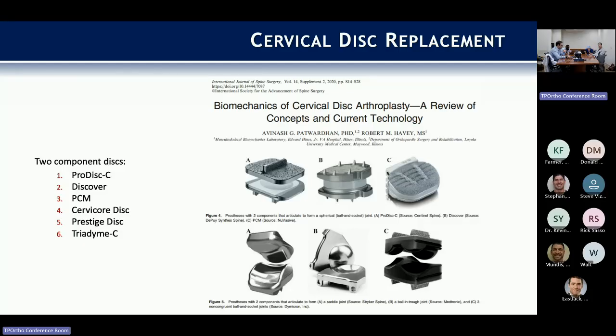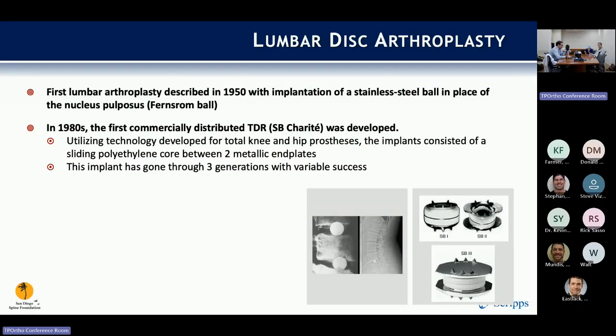Interesting looking. And then lumbar disc arthroplasty. The first was described actually in 1950 with the implantation of a stainless steel ball in place of the nucleus pulposus, and the X-ray is kind of fun to look at. Just looks like a marble in there. In the 1980s, the first commercially distributed TDR was developed, and it utilized technology developed for total knee and hip prostheses. The implants consisted of a sliding polycore between two metallic end plates, and this implant has gone through 3 generations with variable success, not done as commonly.